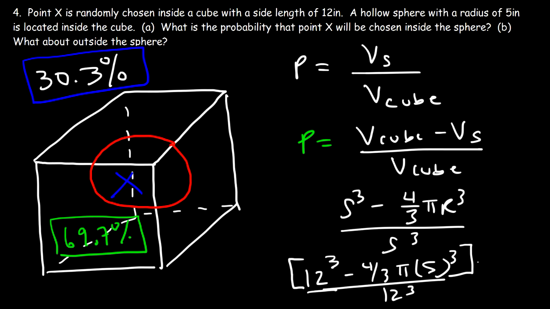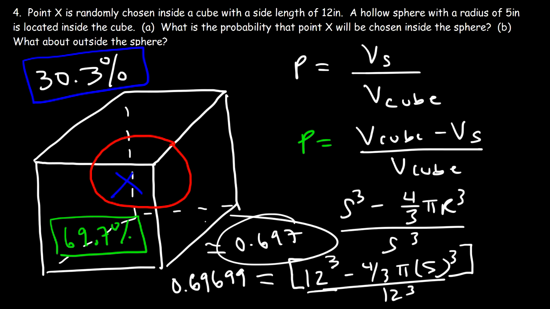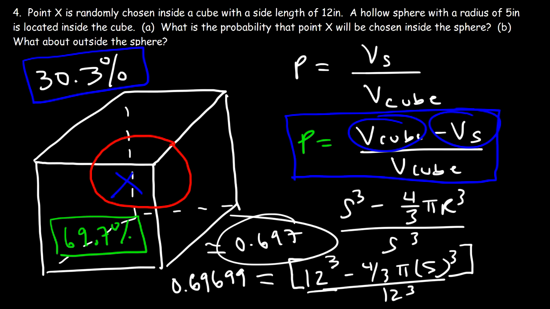So let's make sure we get the same answer. So if you type it in correctly, you should get 0.69699, which you could round to 0.697, which is 69.7%. So that's how you can set up the equation if you want to find a probability of selecting a point that's inside the cube but outside the sphere. So you got to find the volume that's outside the sphere, which is the difference between the volume of the cube and the volume of the sphere.